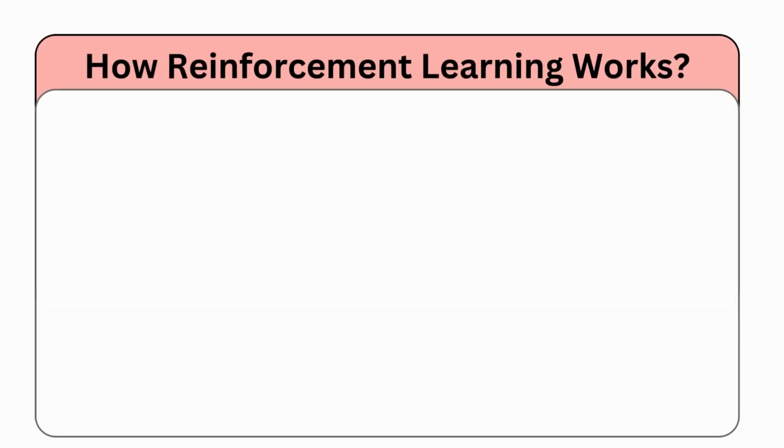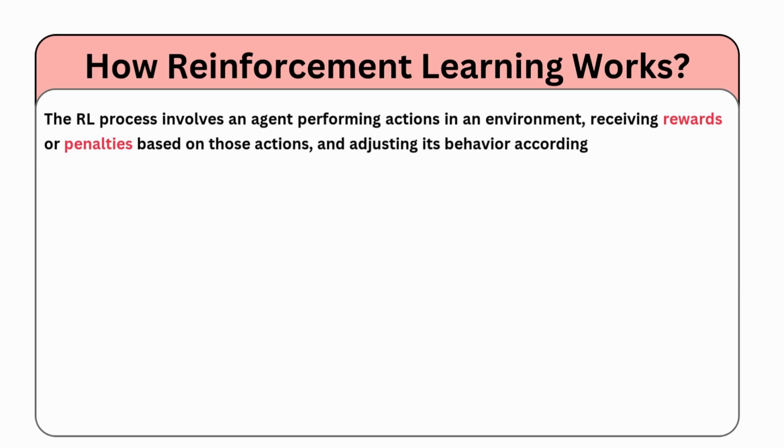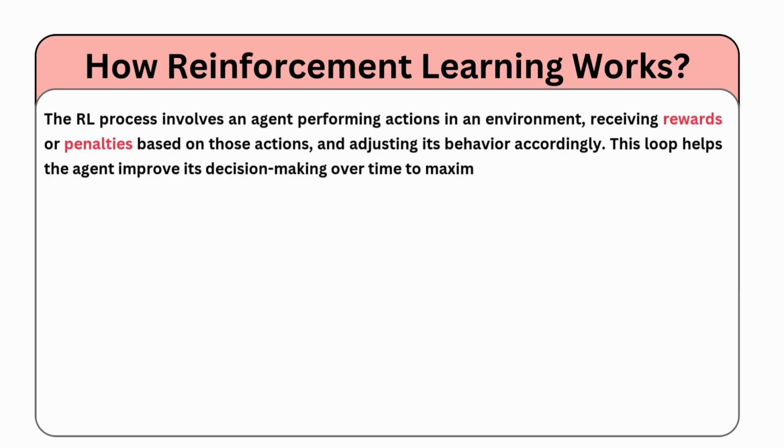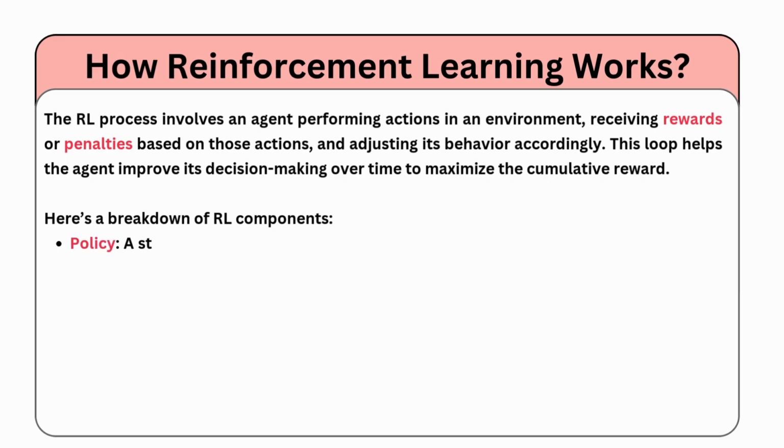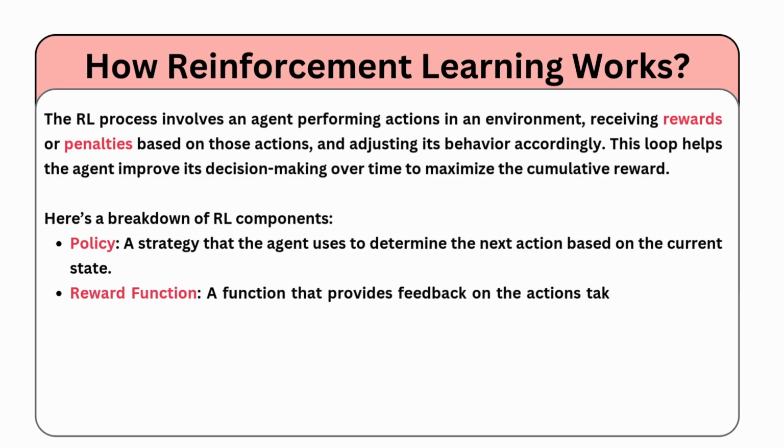How reinforcement learning works. The RL process involves an agent performing actions in an environment, receiving rewards or penalties based on those actions, and adjusting its behavior accordingly. These loops help the agent improve its decision making over time to maximize the cumulative reward. Here's a breakdown of the RL components. Policy, a strategy that the agent uses to determine the next action based on the current state. Reward function, a function that provides feedback on the action taken, guiding the agent towards its goal.